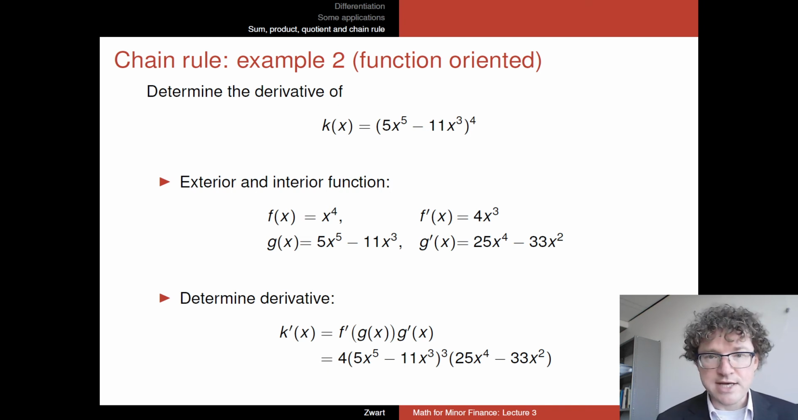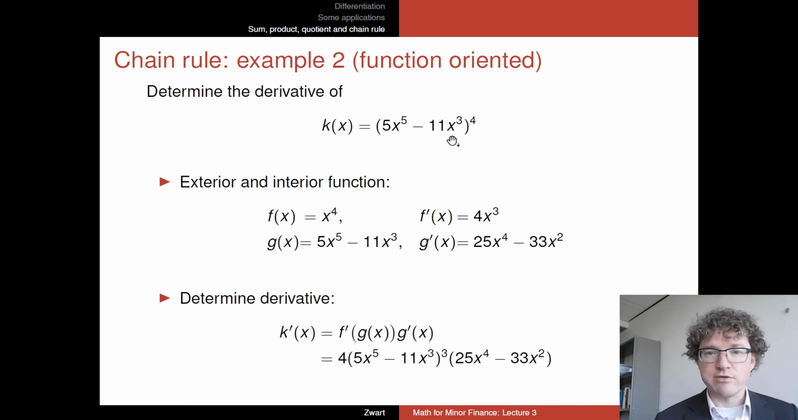Let's take a second example. So let me again do this on paper. So k of x is going to be 5 times x to the power 5 minus 11 times x to the power 3. And that result we are going to raise to the power 4.